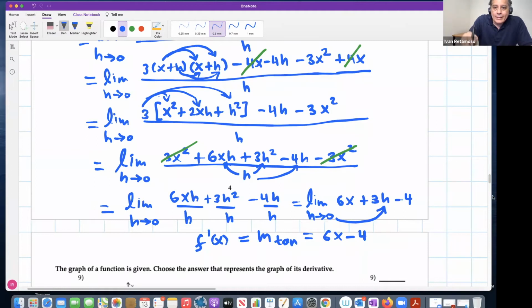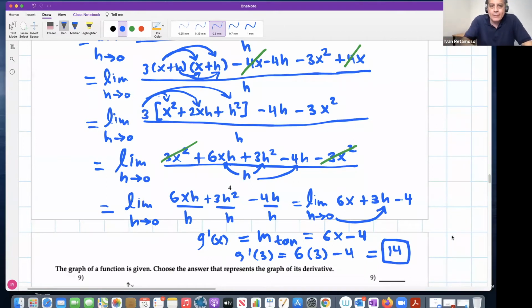Evaluated at 3, this derivative of the function g, so let's be formal. G evaluated at 3, right? G is the function. G prime of 3, the derivative evaluated at 3, will be 6 times 3 minus 4. But 6 times 3 is 18. 18 minus 4 is just 14, right? 14. So this is the derivative of the function evaluated at 3.